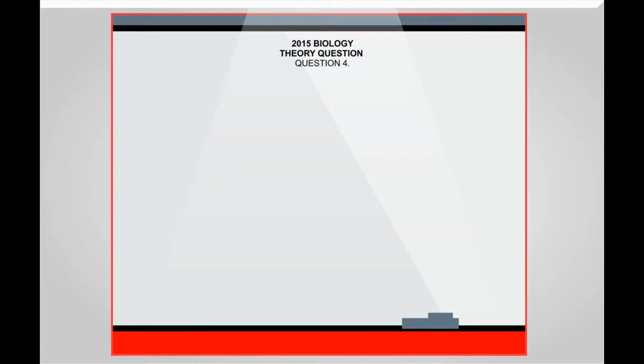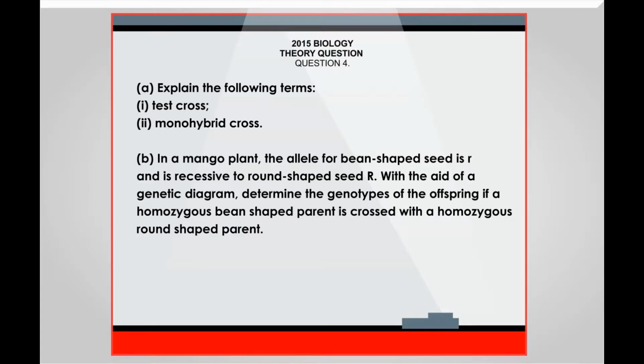Question 4. Explain the following terms: test cross, monohybrid cross. B. In the mango plant, the allele for bean-shaped seed is r and is recessive to round-shaped seed R. With the aid of a genetic diagram, determine the genotypes of the offspring if a homozygous bean-shaped parent is crossed with a homozygous round-shaped parent.